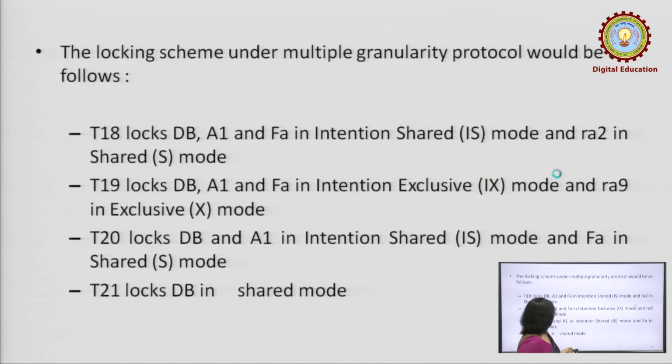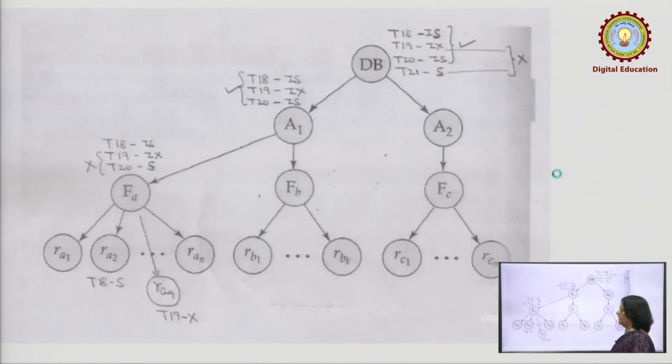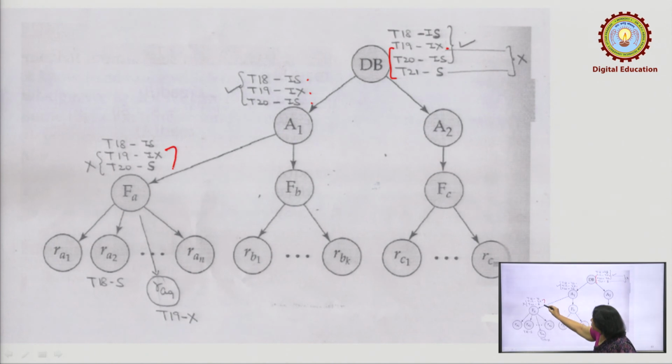I will just show you what we get. At the end of it, we get this. So, from here we can see that IS and IX locks are compatible, but the IX lock is not compatible with the shared lock. So, over here these two cannot take place. Over here T18, IS, IX and IS, they are all compatible. Here these two are not compatible.